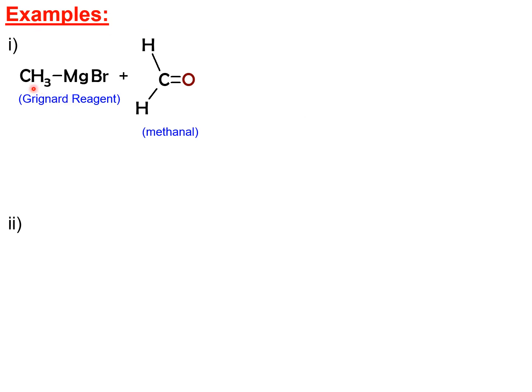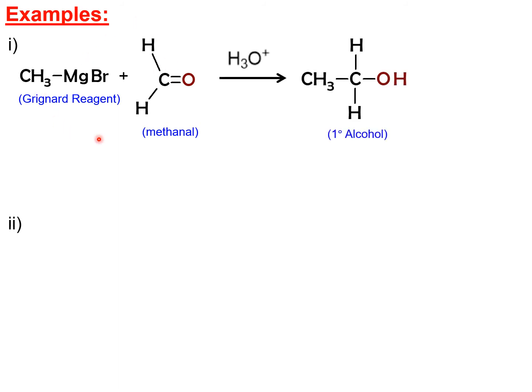Okay, so for example, if you have this kind of Grignard reagent and you reactkan dengan methanol and then you buat further hydrolysis, that means you want to form a primary alcohol. So this is a primary alcohol yang terhasil. How can you get this? Okay, again, this is your Grignard reagent. You need to identify the alkyl group at your Grignard reagent. So this is the alkyl group at the Grignard reagent.